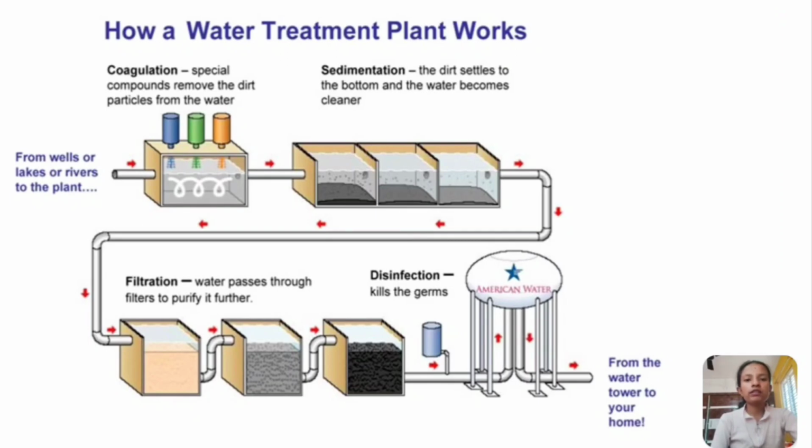Water from wells, lakes or rivers to the plant. First step is coagulation. Special compounds remove the dirt particles from the water. Next is sedimentation. The dirt settles at the bottom and the water becomes cleaner. Later it comes to the filtration part. Water passes through filters to purify it further. Disinfection kills the germs from the water from the tower to your home.